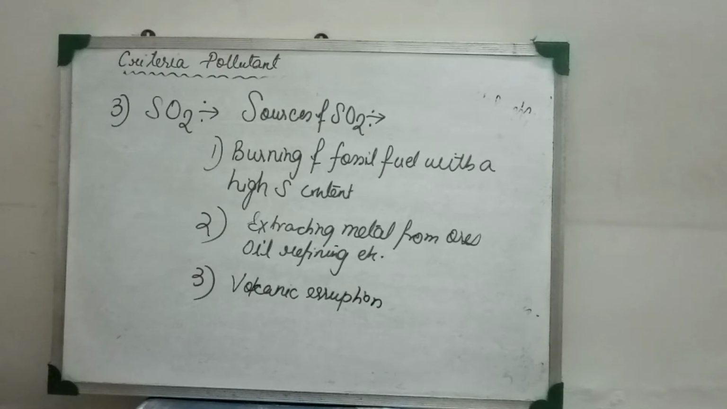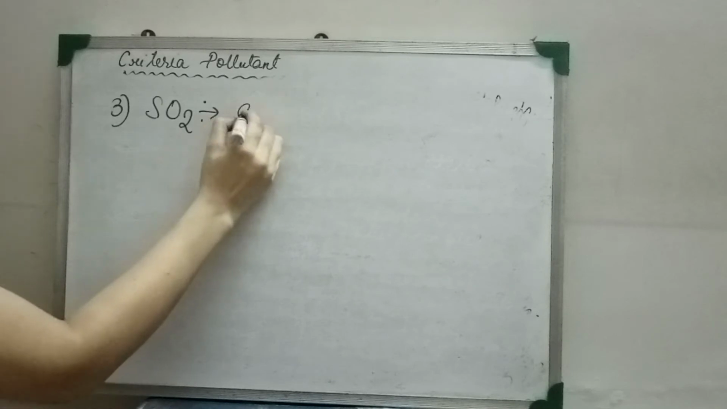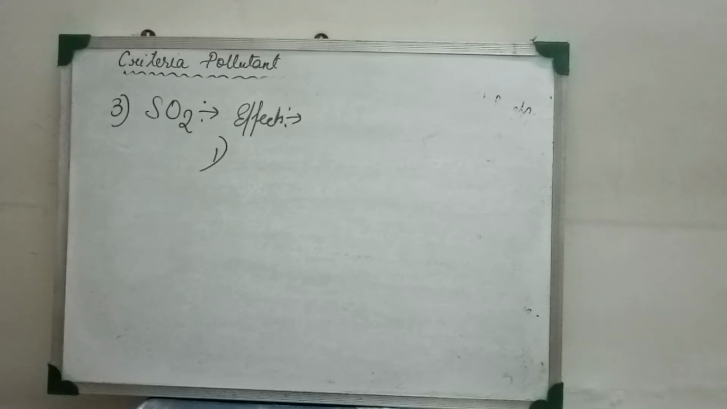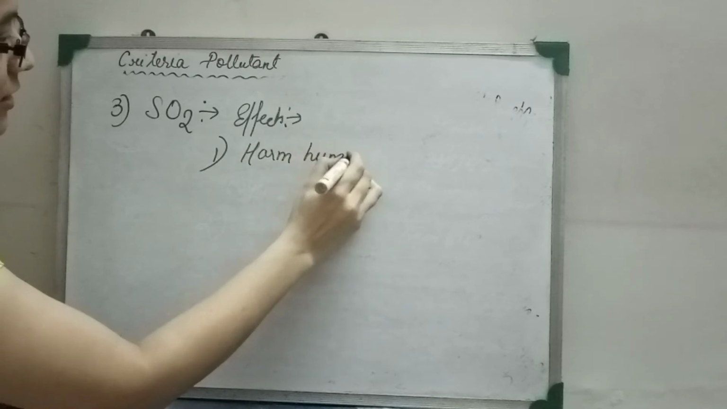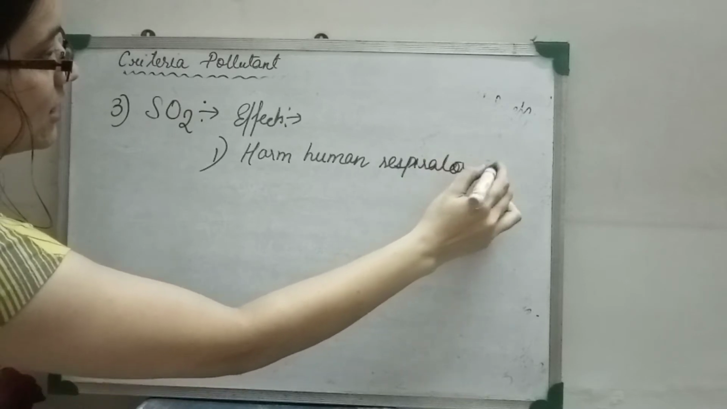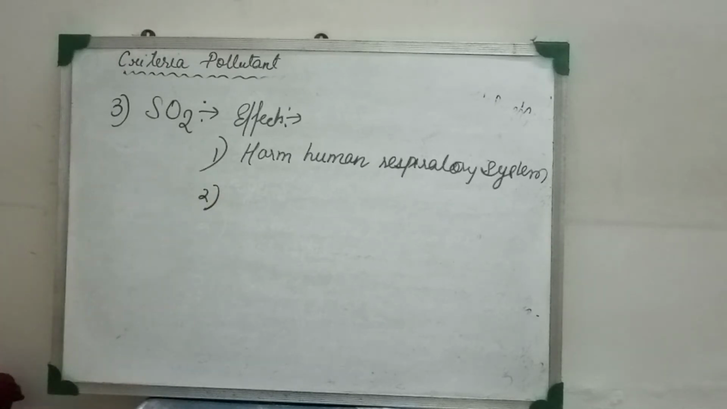Now we will move on to the effects of sulfur dioxide. Number 1 effect: short-term exposure to sulfur dioxide can harm the human respiratory system and make breathing difficult.